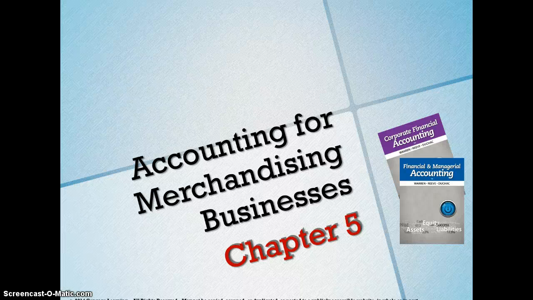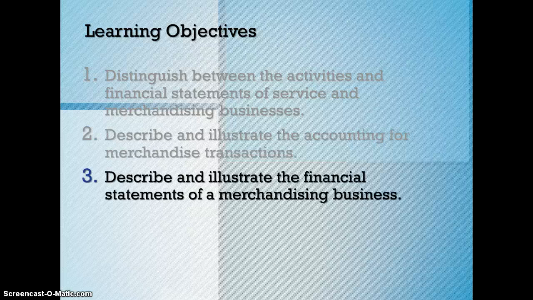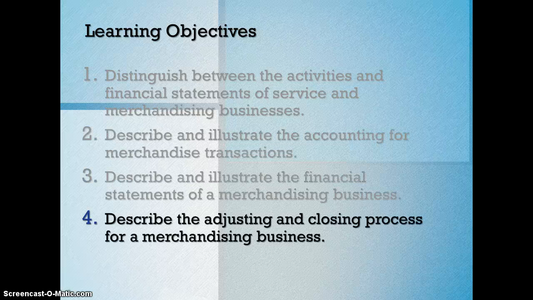Remember in Chapter 1, we introduced the 3 different types of businesses: service businesses, merchandising businesses, and manufacturing businesses. Service and merchandising businesses will be covered in Accounting 120, and then manufacturing businesses are covered in Accounting 121. So this chapter has a total of 5 objectives, but we are only going to focus on the first 4.